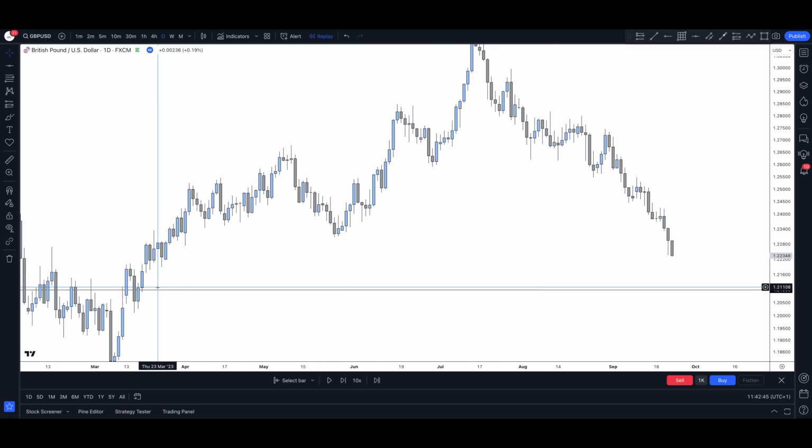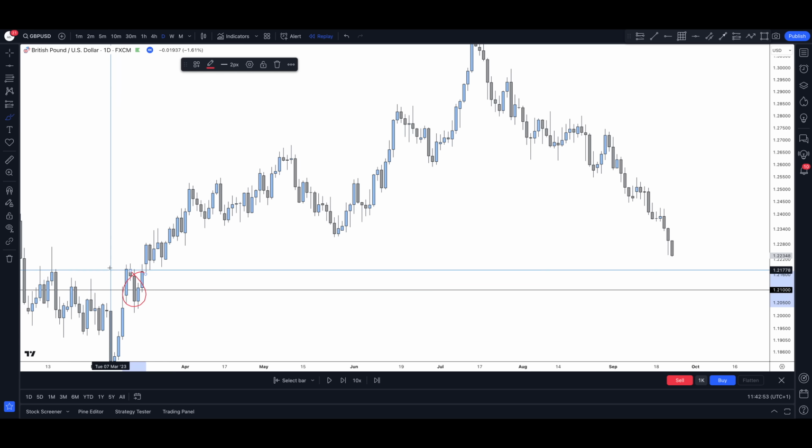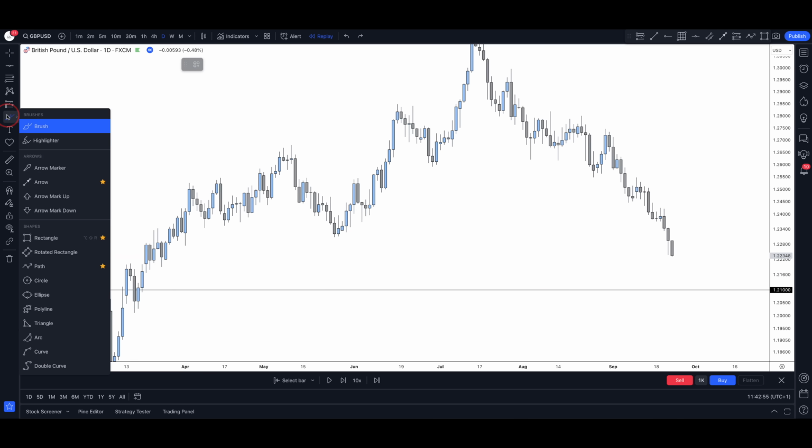So by looking at this chart with the new concepts of supply and demand and key levels, we can see that just down here, there's a demand zone. So there's a consolidation before a large up move.